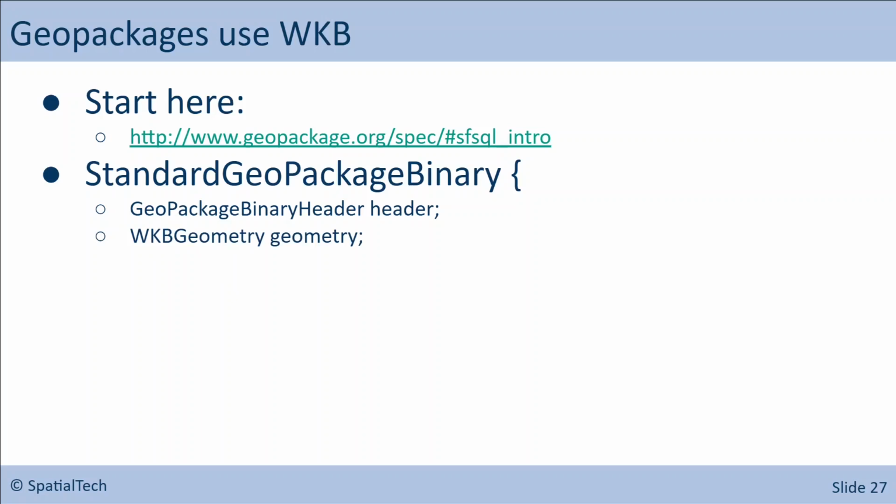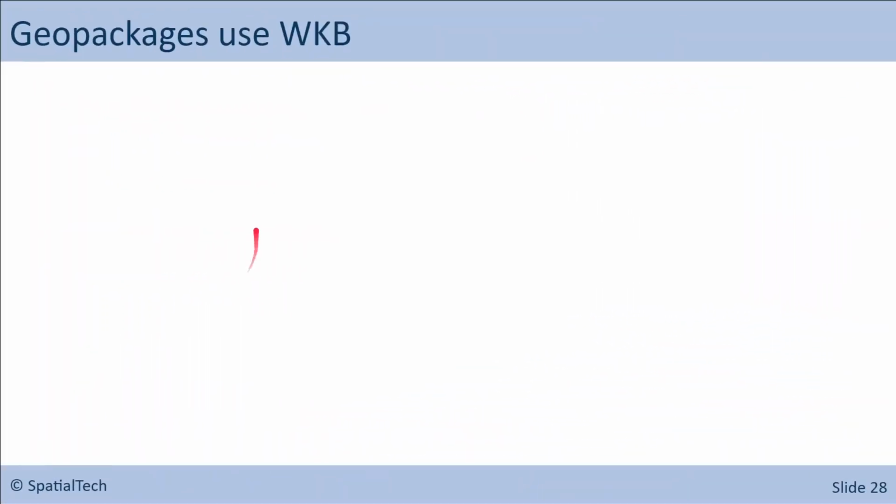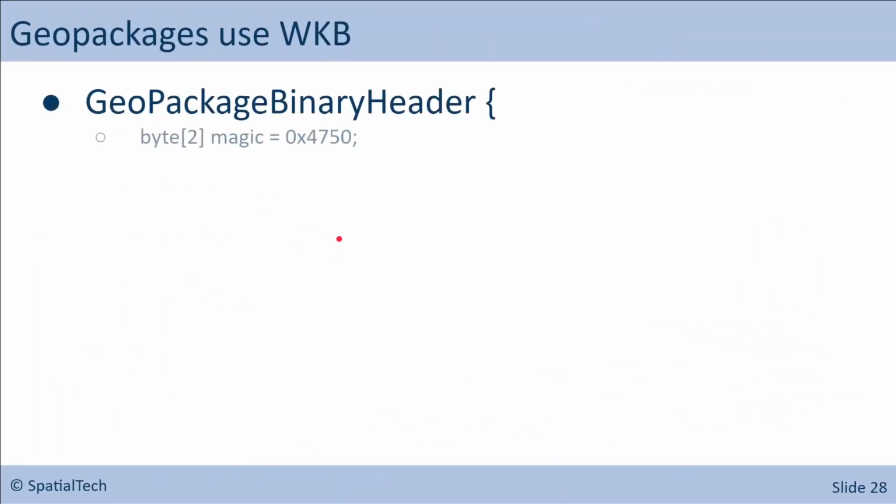And it's a standard, right? Well, just follow the standard and the tools will be happy. So the header is going to tell you, hey, are you 2D, 3D, 4D, measures? What's your SRID, if you have one, and you probably should. And so the header is the big thing.